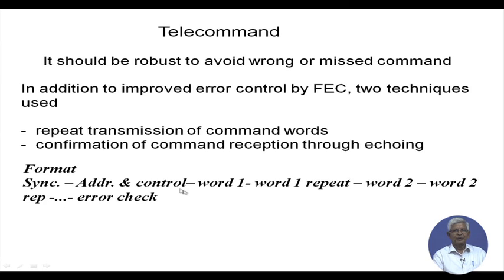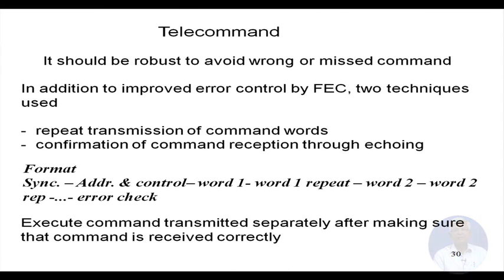So, you make sure that the whole thing is correctly received by the satellite. There is a frame format for the telecommand also. It starts with the sync word at the beginning of the frame, just like telemetry, and then the address of the command and control, then command word 1, command word 1 repeat, command word 2, command word 2 repeat, etc., and at the end an error check, similar to the telemetry format. But in all this process, you see the frame beginning has to be identified properly. Only then can you identify all other bits, including the error check bits. So, identifying the sync bits is a very important criterion for us.